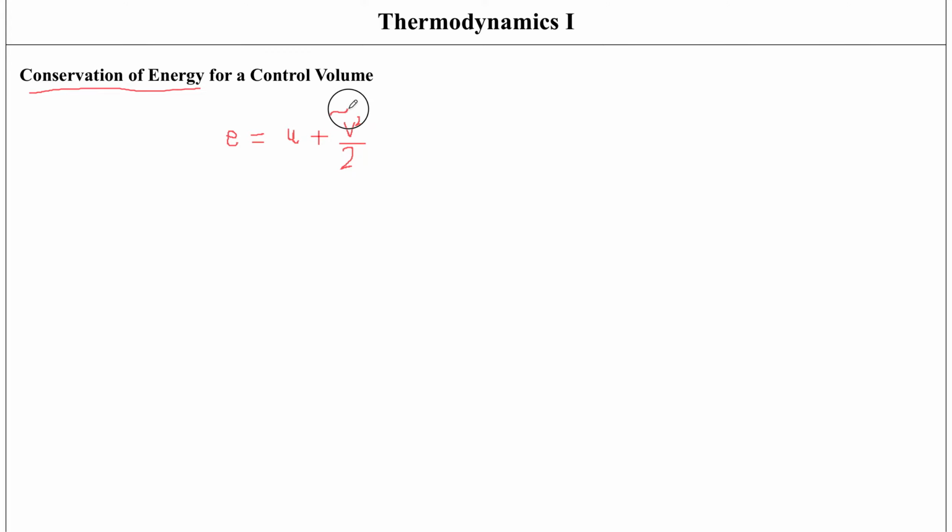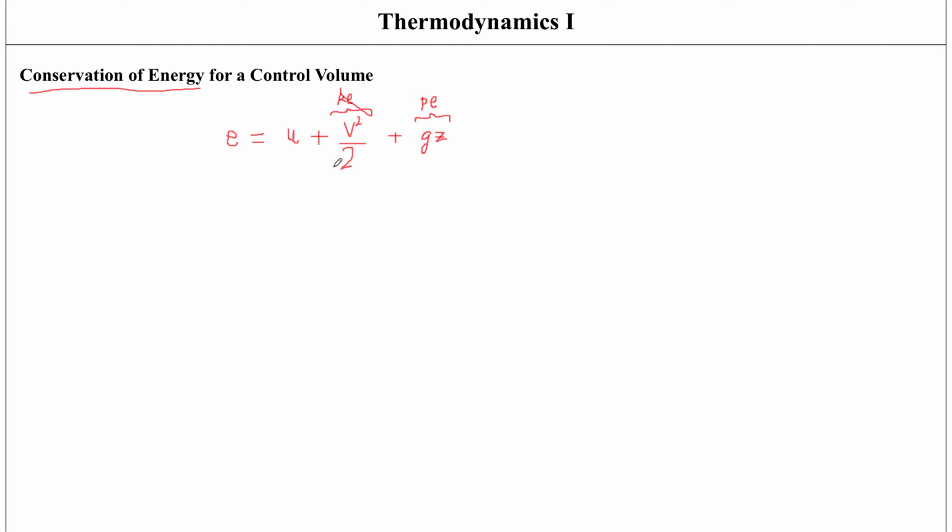So this is the kinetic energy part of it, plus the potential energy, which is going to be equal to mg times z. But again, it's on a unit mass basis, so mass is going to be equal to 1, and this gives you the potential energy part of the total energy. So total energy of a simple compressible system is composed of internal energy, kinetic energy, and potential energy.